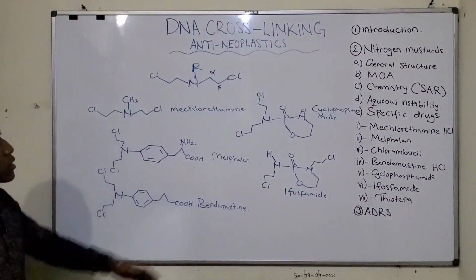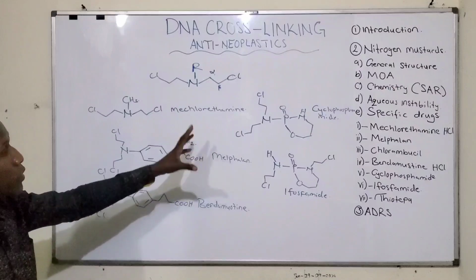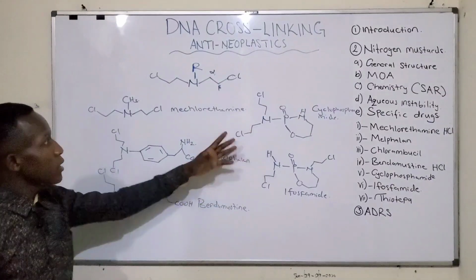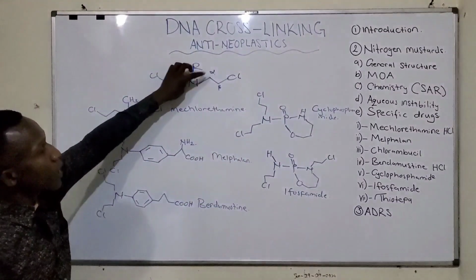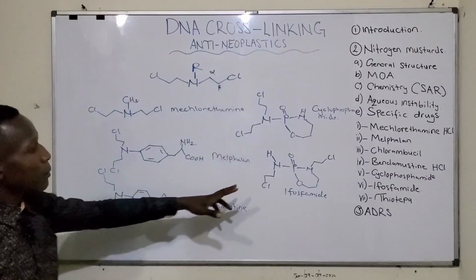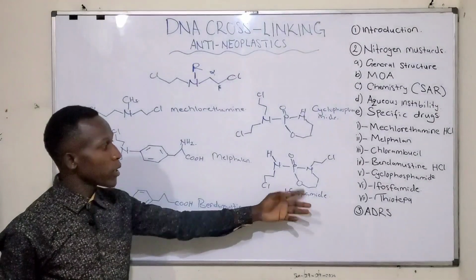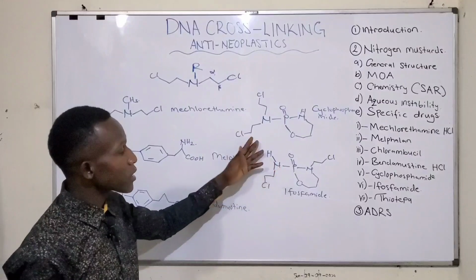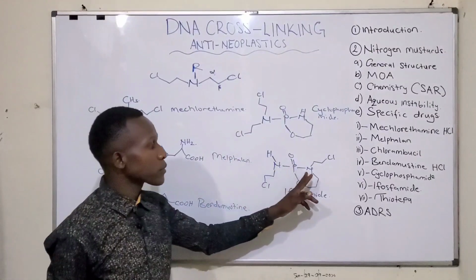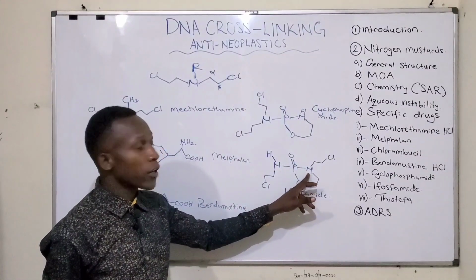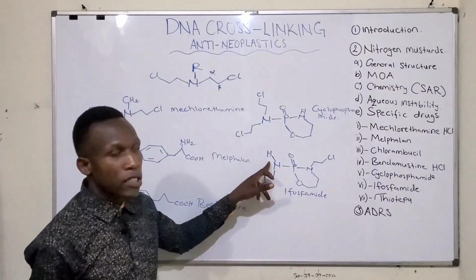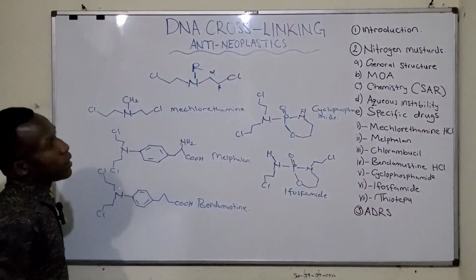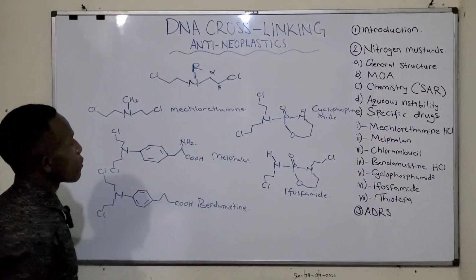So these are some of the examples of the nitrogen mustards. We are seeing that it's only the R group which changes, apart from ifosfamide, where one of the mustard arms goes to the N of the ring instead of this N. Let's see the mechanism of action.